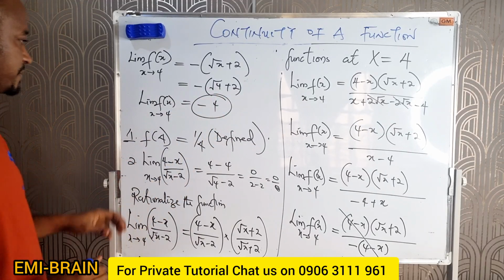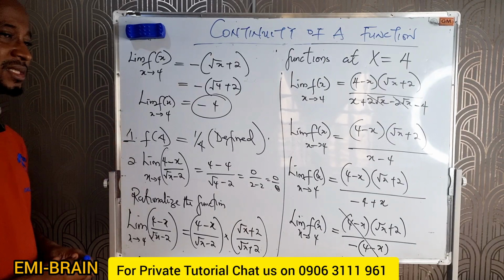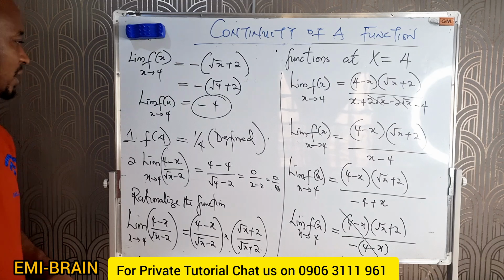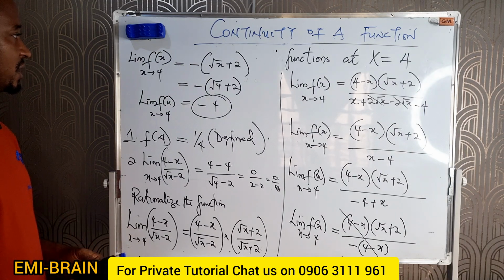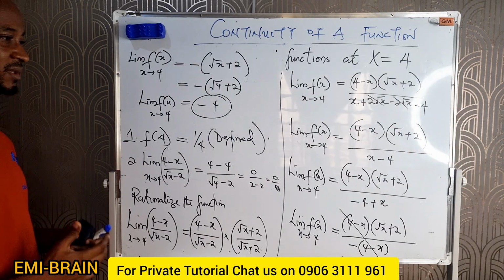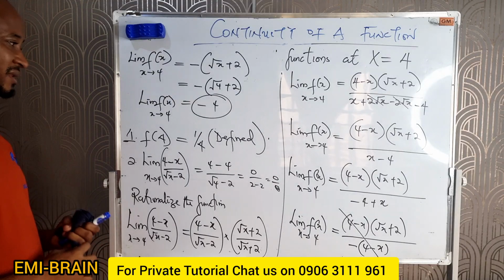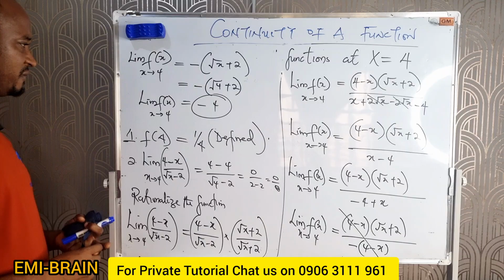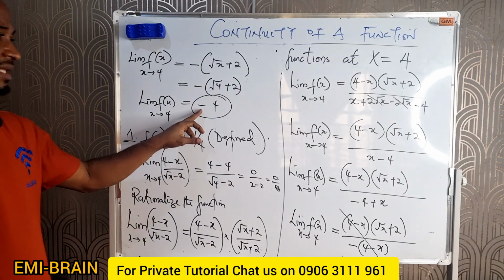What do we notice here? Our limit is not the same as f of 4. We said for a function to be continuous at a particular point, the function must satisfy 3 conditions. The first condition is that f of a must be defined. If a is 4, meaning f of 4 must be defined, which we have seen, right? Number 2, the limit of f of x must exist. The limit exists, and the value is what?